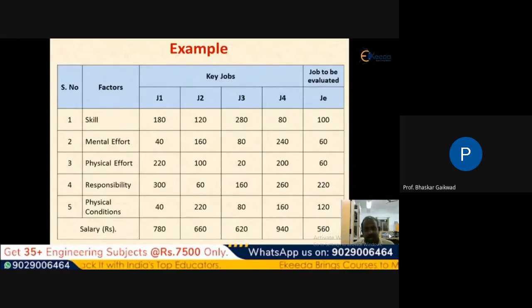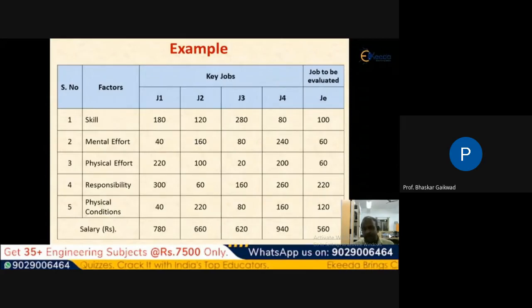See, job 3 may be the toughest job in terms of skill, so I am going to pay him 280 rupees. Job 4, in terms of mental effort, is going to be paid more. Job 1, in terms of physical effort, is going to be paid more. Responsibility, again, is going to be job 1. According to that, I have given the wages. The wages for skills are going to vary between 80 and 280: 80 is the least salary and 280 is the most salary.